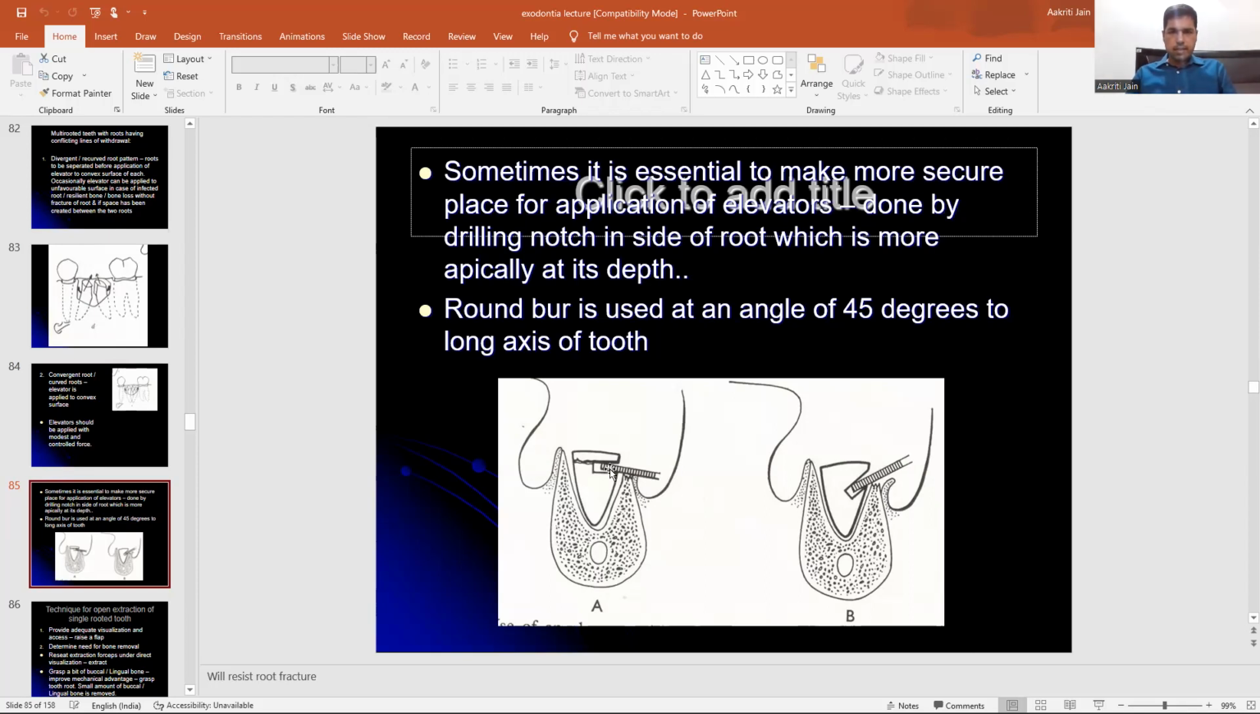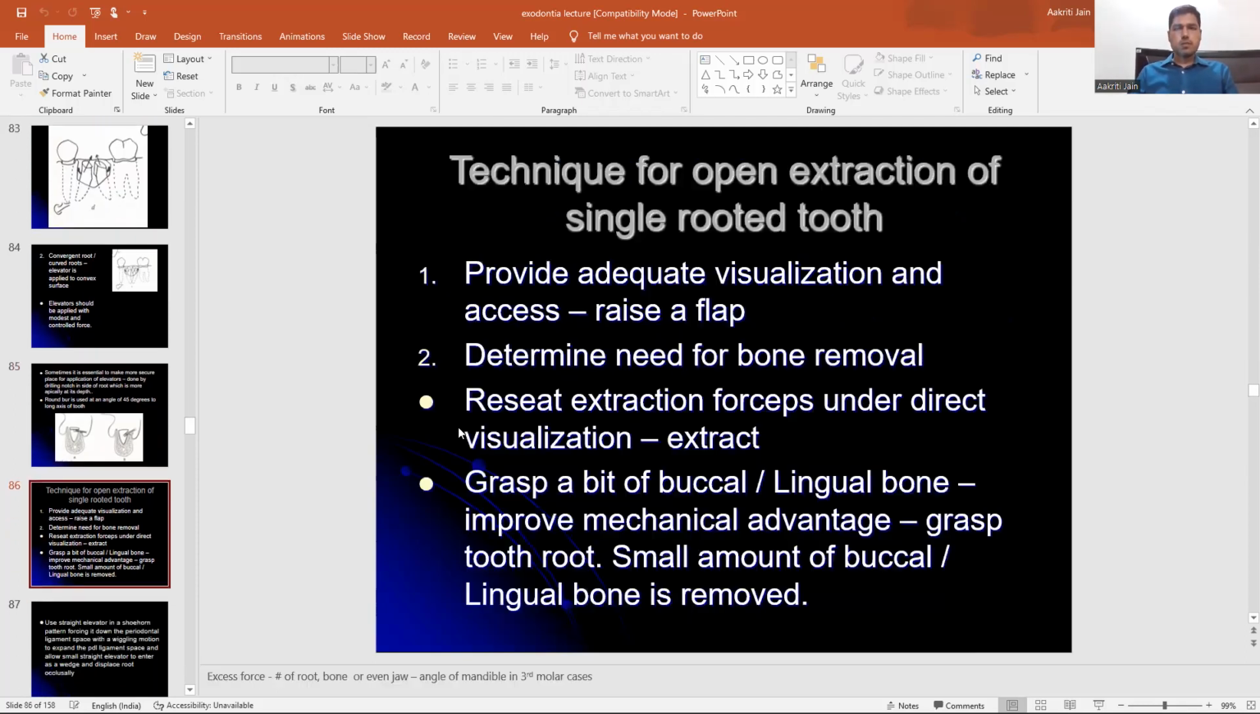This is how you create an application site, or the application site is created with the help of a burr. The round burr is used at an angle of 45 degrees to the long axis of the root so that it engages the root properly and delivers the root out. Now comes the technique of open extraction of single-rooted teeth.